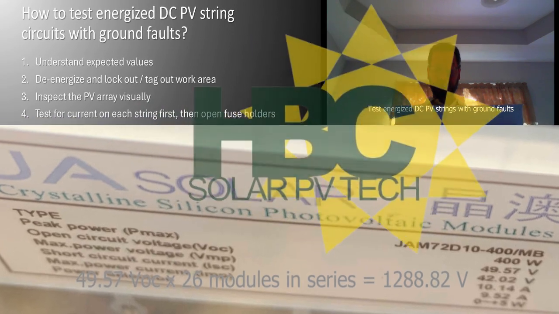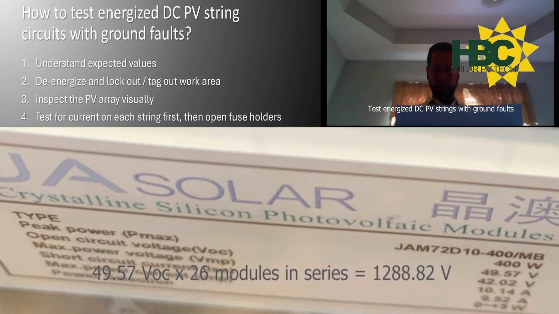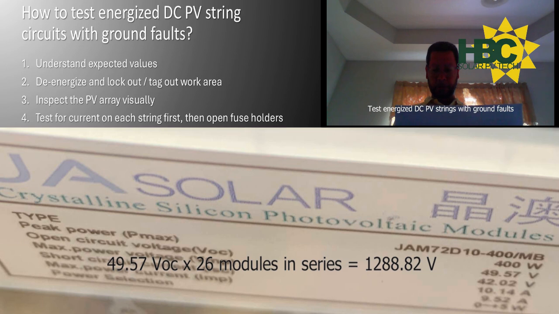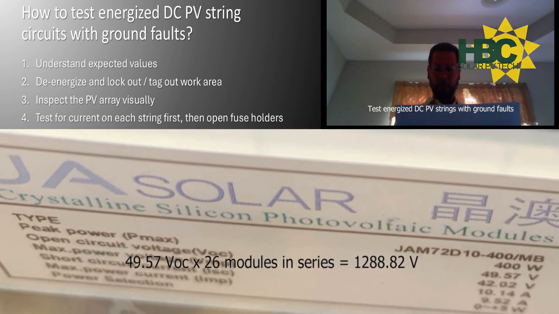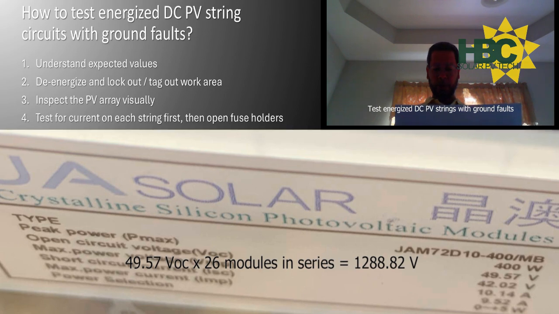Module open circuit voltage, or VOC, can be found on the module label or data sheet. The PV string voltage is calculated by multiplying the module VOC by the number of modules in series.